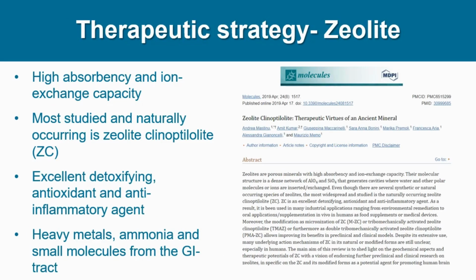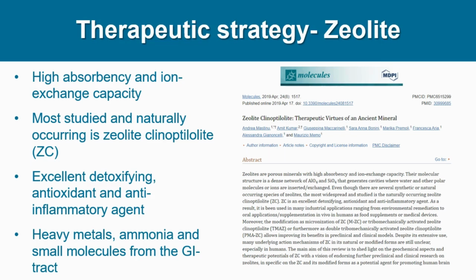Another therapeutic strategy is zeolite. Zeolites are porous minerals with high absorbency and ion exchange capacity, and they have a very dense network in their molecular structure. And there are different kinds of zeolite, but the one I like is a naturally occurring one called zeolite clinoptilolite. I think that's how you say it, but ZC, hard to pronounce that. It is excellent at detoxifying. It's an antioxidant, anti-inflammatory. It's used in many applications, but we're starting to recognize the benefits in humans, and my patients use it. I use it myself.